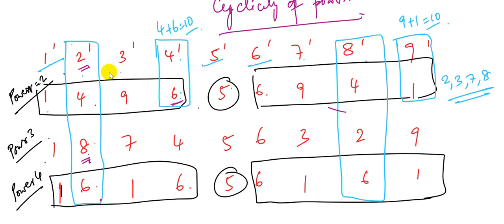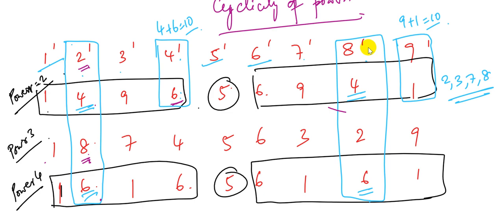Now, notice here that 2 and 8 raised to an even power will end in the same digit, 4 or 6. 8 to the power 2 will end in a 4, 2 to the power 2 will also end in a 4. 8 to the power 4 will end in a 6, 2 to the power 4 will end in a 6, right.